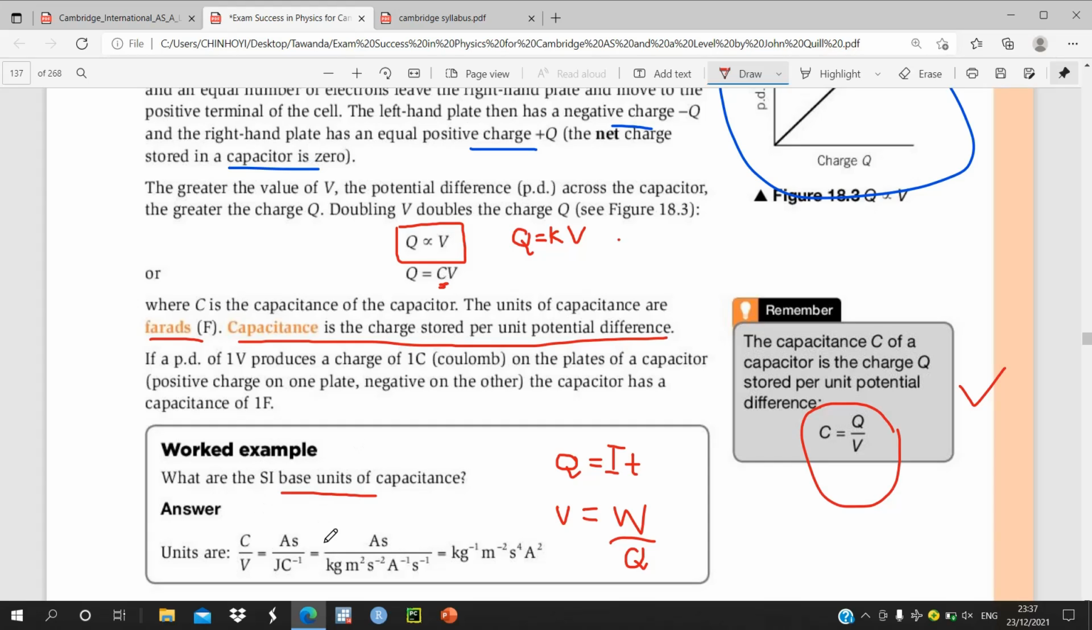But again, we want the SI units. Joules is for work done, and remember work done is force times distance, meaning to say force is MA, which is kg m s to the power of minus 2. Then for the coulomb, we are going to say it's A s, ampere to the power of 1 times second to the power of 1. That is, we are expressing everything in terms of SI units.